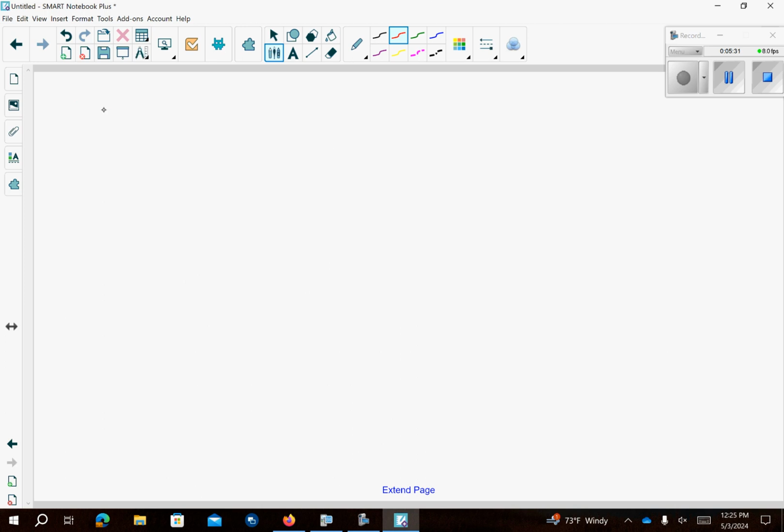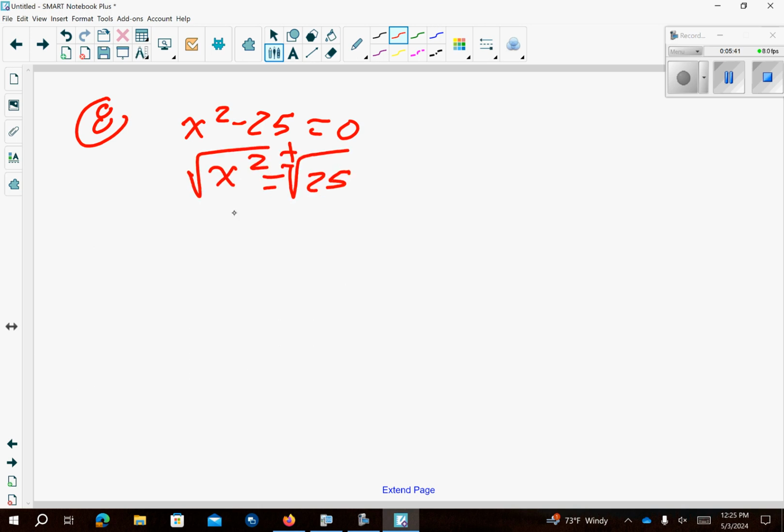Problem number 8. There are two ways you can do number 8. You could do it as the difference of two squares, or you could add 25 to both sides. Take the square root of both sides. Don't forget plus minus. So x equals plus or minus 5, because square root of 25 is 5.